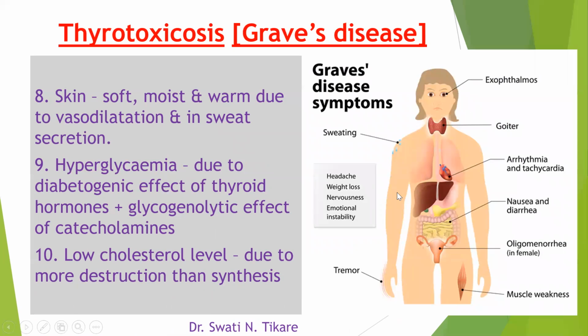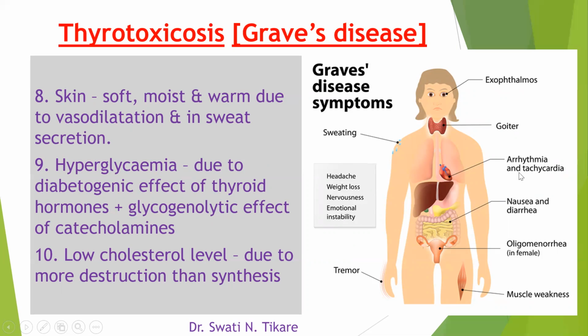So again, one more picture. Please try to draw these diagrams, which will help you to remember the things. So on the face, we have exophthalmos. There is a goiter, may or may not be there, but normally there is excess sweating. There may be restless, irritable, emotional, causing headache. There is weight loss, nervousness, emotional instability, all this.